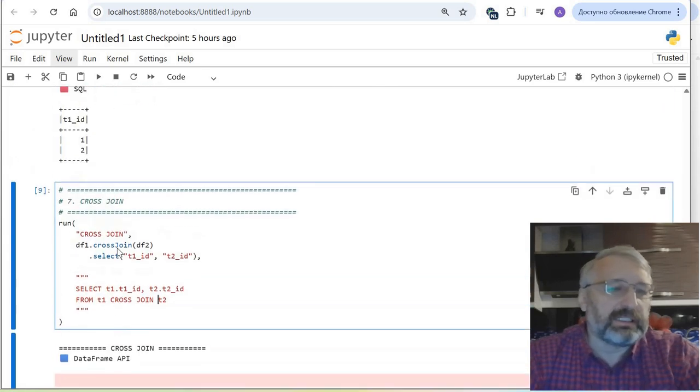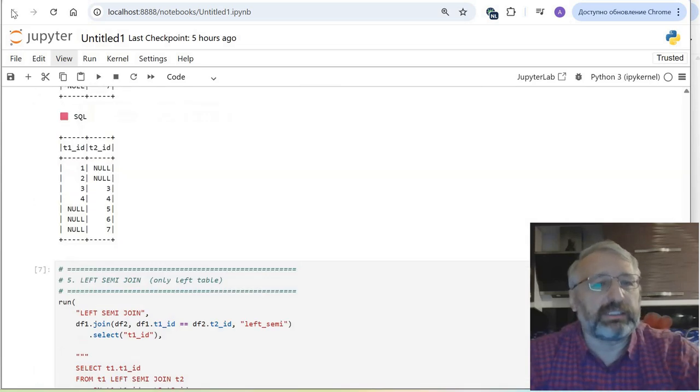So these are the main types of join that can be used in Spark.